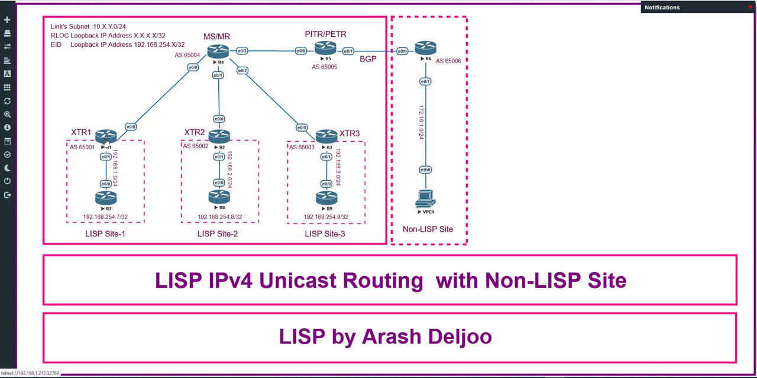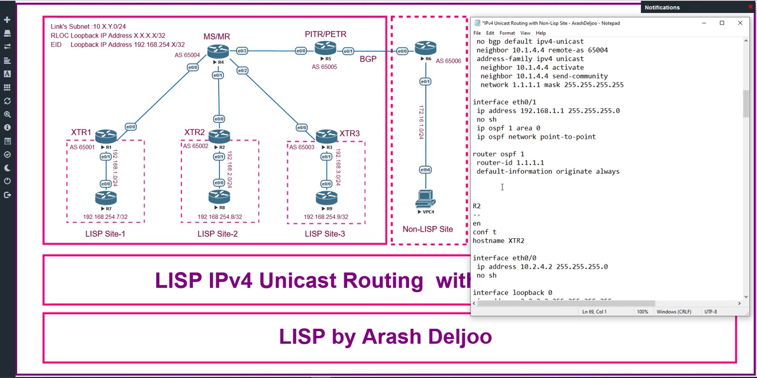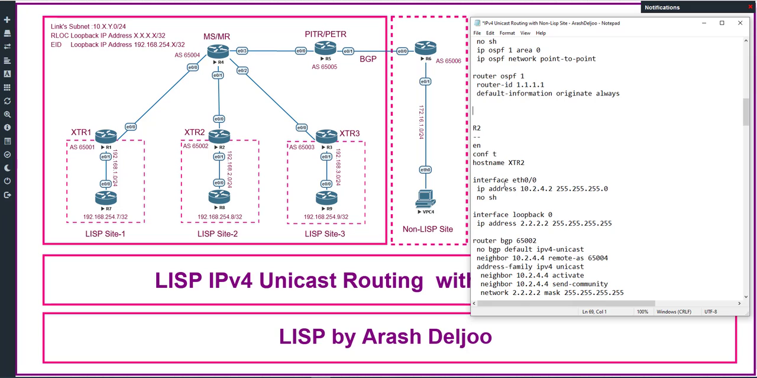You know that R1 is the ITR and also ETR. R2 also is ITR and ETR, and also R3 is an ITR and also ETR. But R4 is the mapping server and also mapping resolver. We can start the configuration from the router 1.